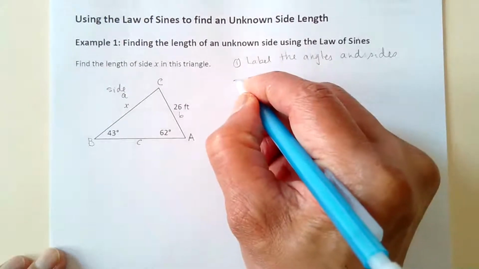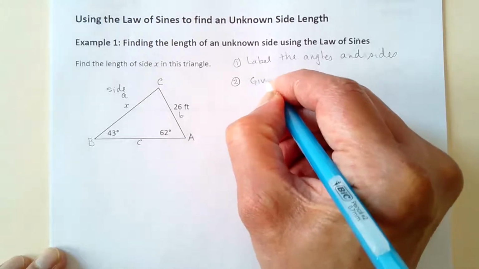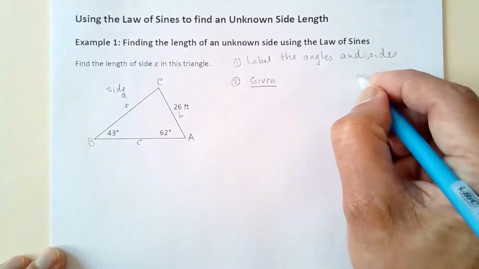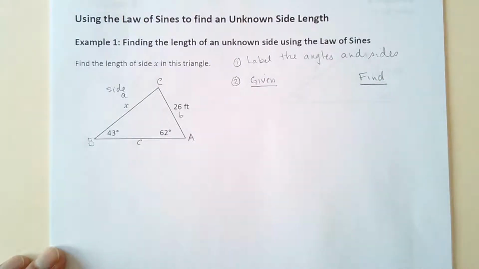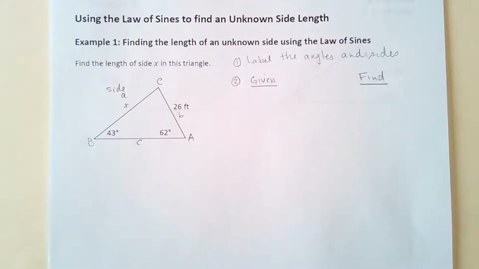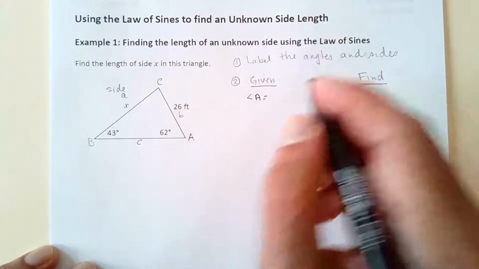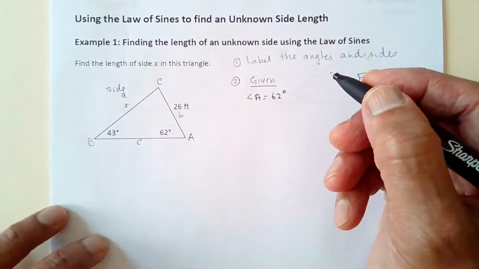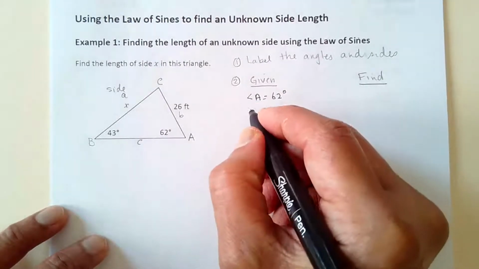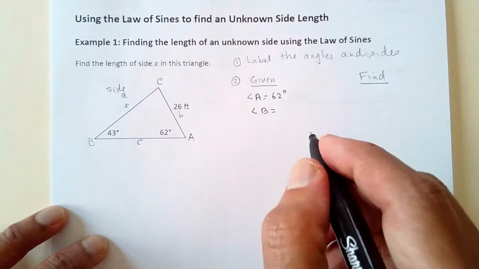Step two, we write down what's given and what we need to find. We are given angle A, which is 62 degrees, and we're given angle B, which is 43 degrees.